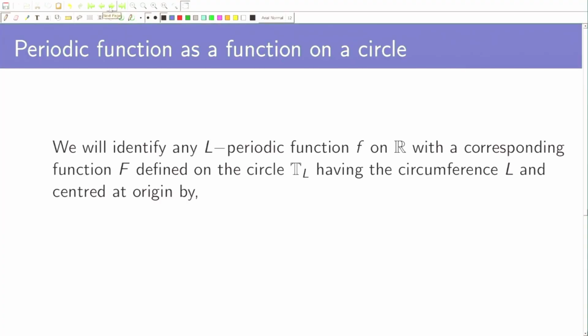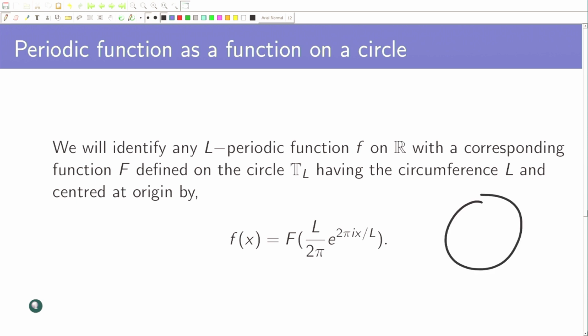So, how do I write this? We will identify any L periodic function f on R with a corresponding function capital F defined on the circle T_L. T_L is nothing but the circle whose circumference is L, centered at the origin, where f of x is equal to capital F of L by 2 pi, e to the power 2 pi i x by L. This is the argument part and this is the radius.